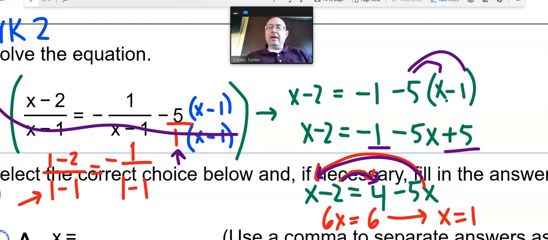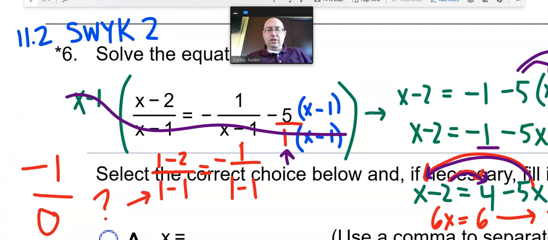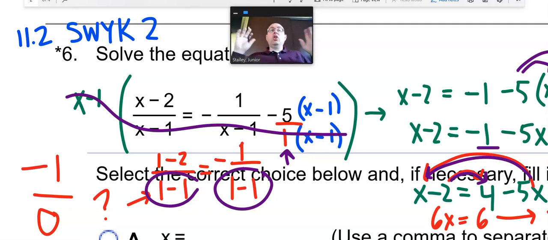When you go to plug it back in, what's happening? What's going on here? Look at those denominators. 1 minus 1, 1 minus 1. Wait a sec, I thought that was 0. Can you have 0 in the denominator of a fraction? No. Don't do it. Don't do it.